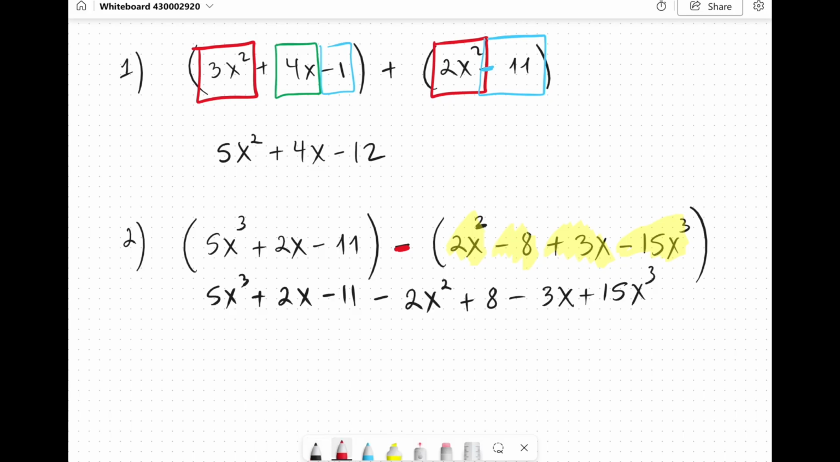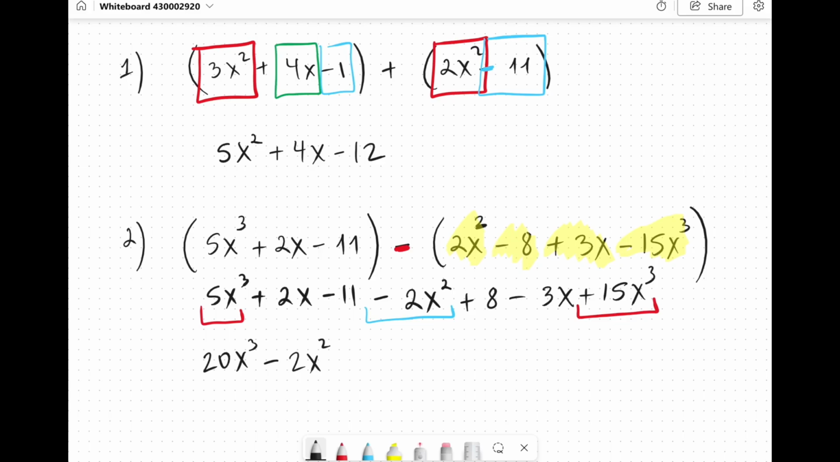So you have a 5x to the third and a 15x to the third. Together it will make you a 20x to the third. Then you have the single -2x to the second. There are no other terms with x squared, so I'll just bring it down.